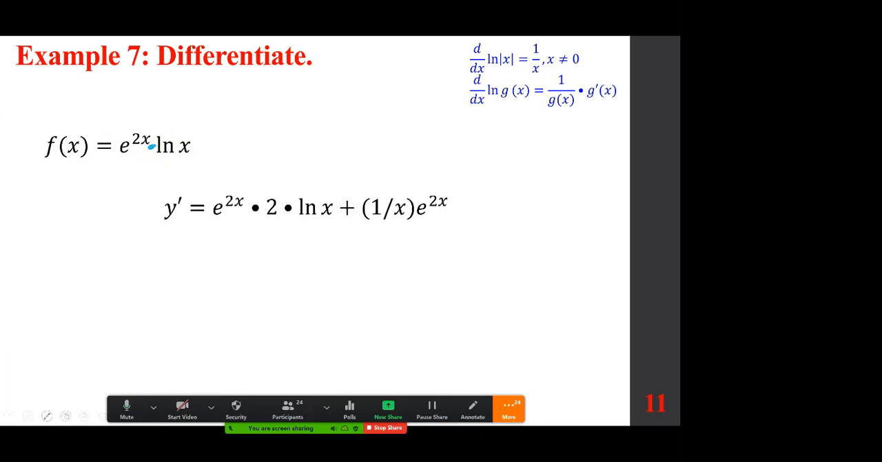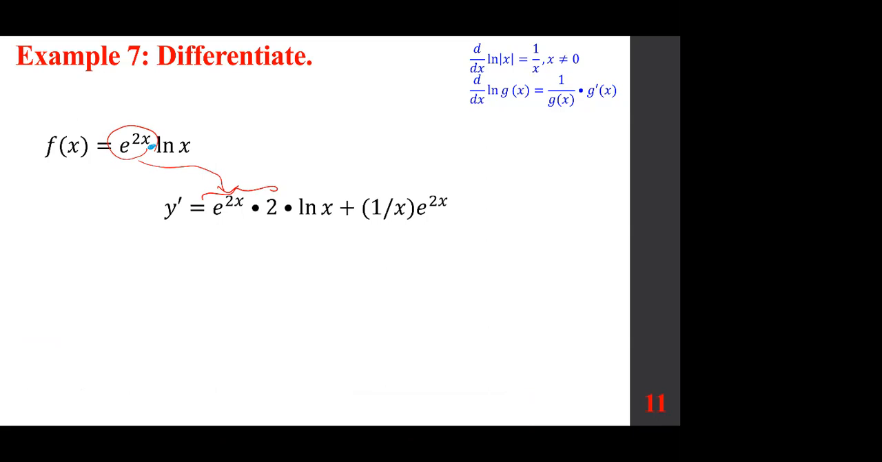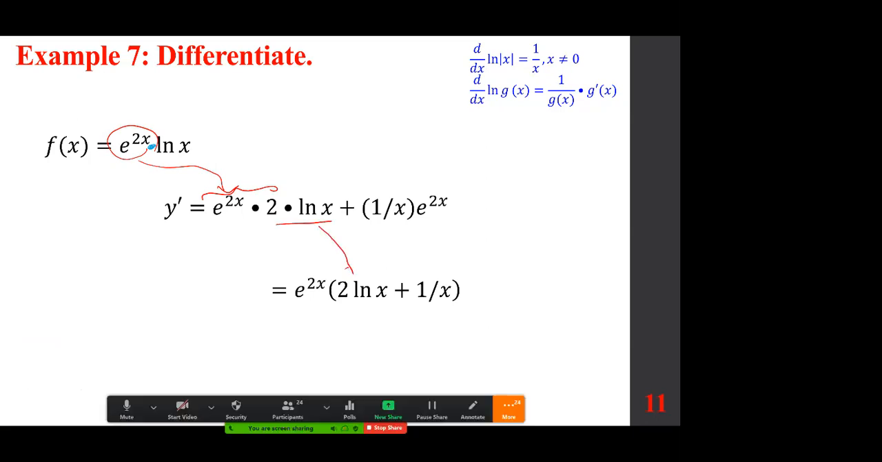So again, e to the power of 2x gives you e to the power of 2x times 2. Okay, class? And as you can see, we have a common factor of e to the power of 2x. And if we take it out, we are left with 2 ln x from here, 1 over x from here, and that's the final answer. Make sure to factor the answer.